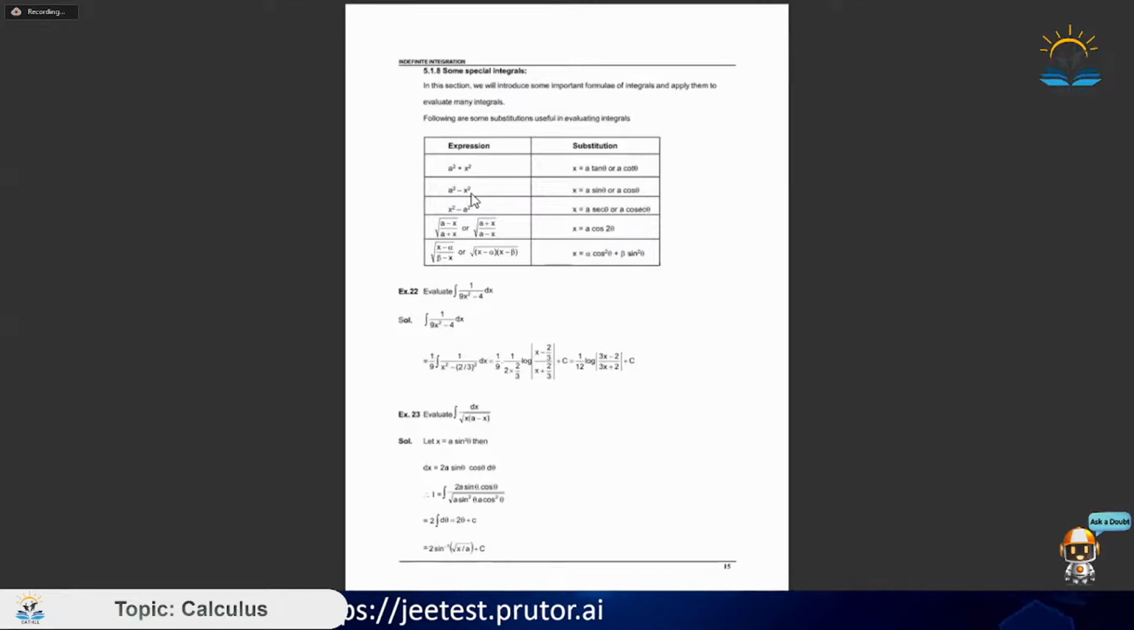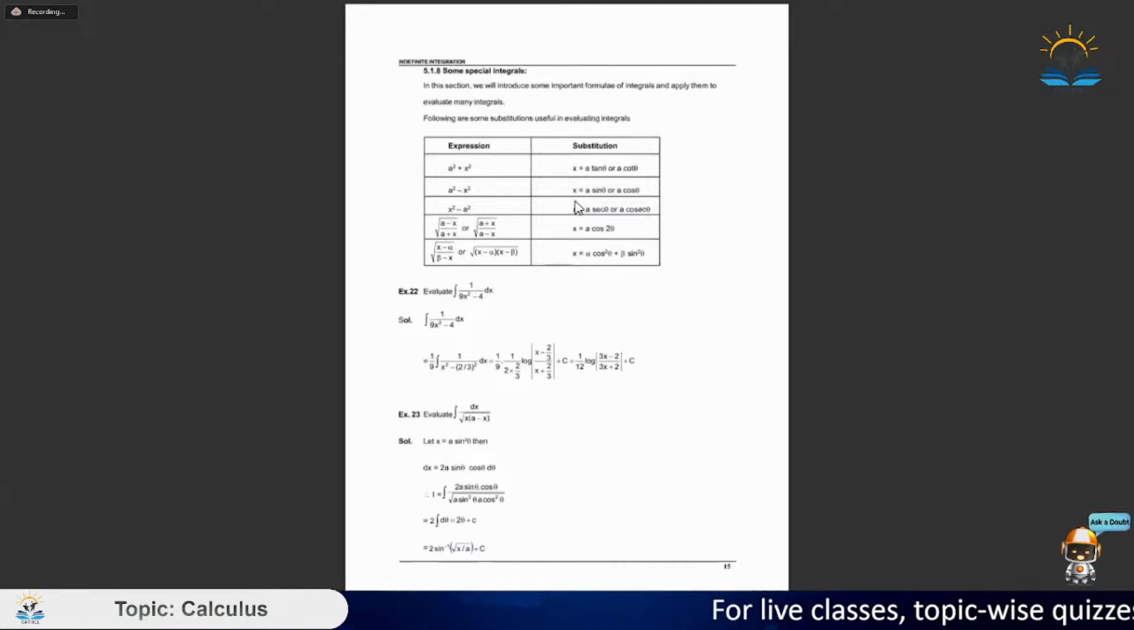So also sometimes there comes a complex integration. So just have a look at these, and just remember, whenever you get a square minus x square, you will have to replace it by x is equal to a sine theta or a cos theta. For x square minus a square, replace it by x is equal to a sec theta or x is equal to a cosec theta.